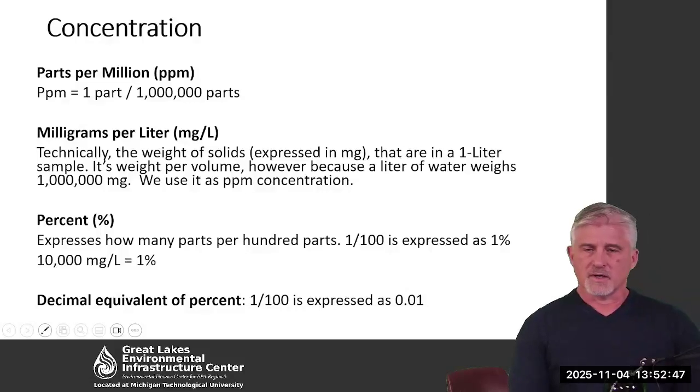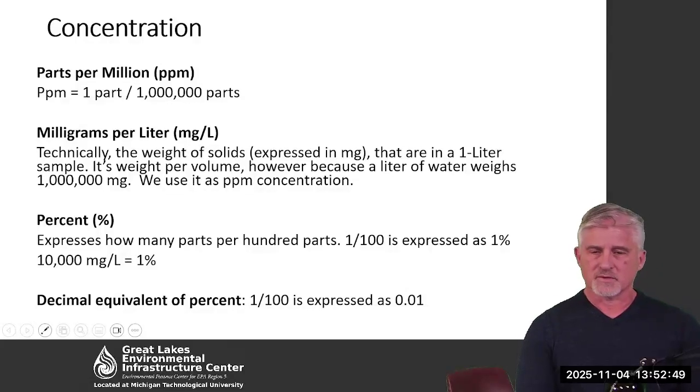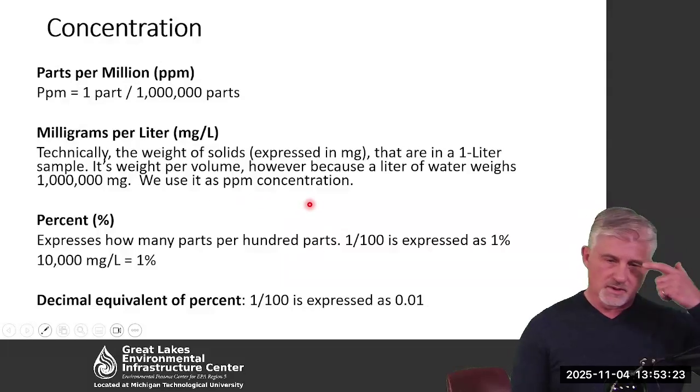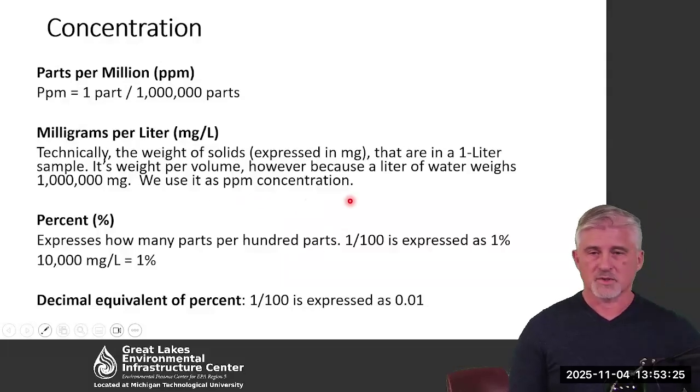So for concentration, quite often we'll have to look at things in parts per million, and parts per million is basically 1 part of something per a million parts of the rest. Milligrams per liter is the same as parts per million. It seems a little bit confusing, but they are technically the same. And milligrams per liter is the weight of solids in milligrams that are in a 1 liter sample. So it's weight per volume, but a liter of water weighs 1,000,000 milligrams. So it works out to the same. Parts per million is the same as milligrams per liter.